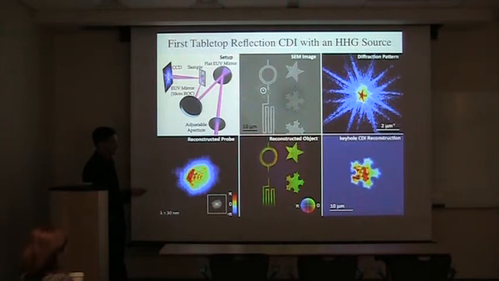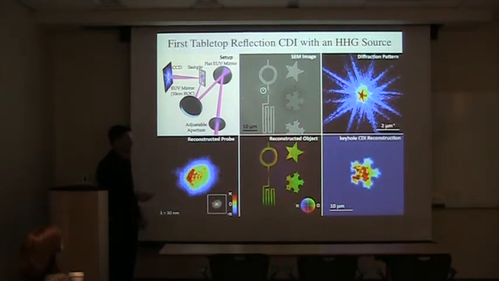Here's our CDI reconstruction. It's a complex image. The hue represents the phase, and the brightness that you see there is the reflectance of the sample. Again, we're in this really tightly focused geometry, okay? And so you can see this low resolution image of the object in the raw data.